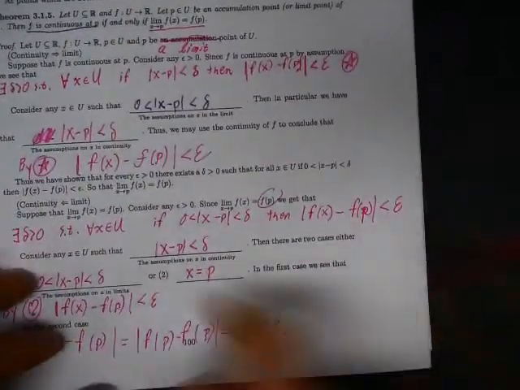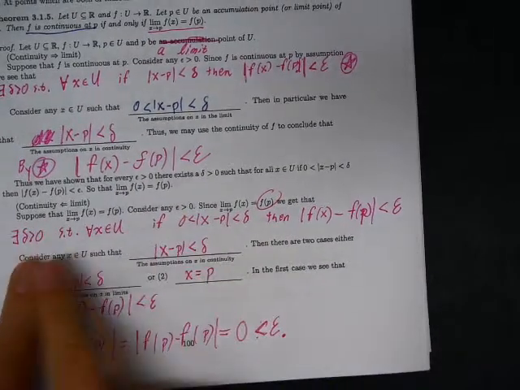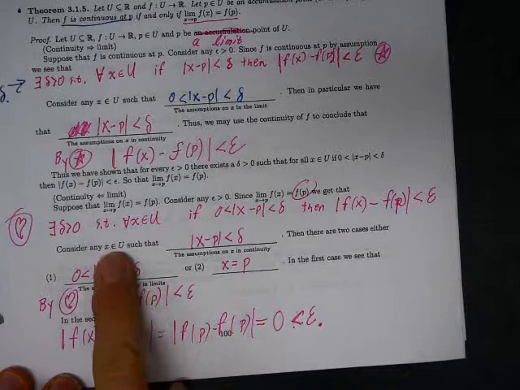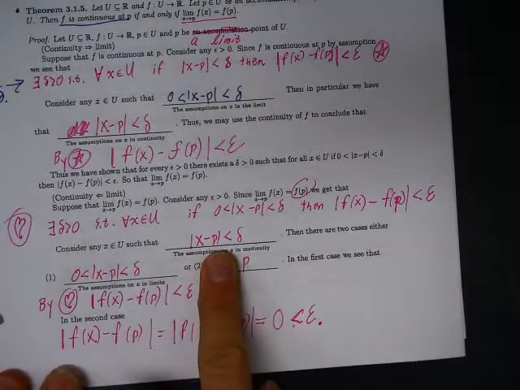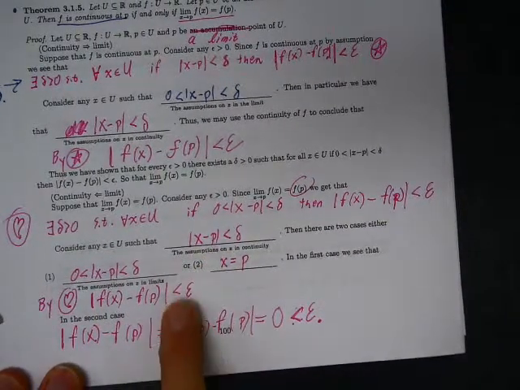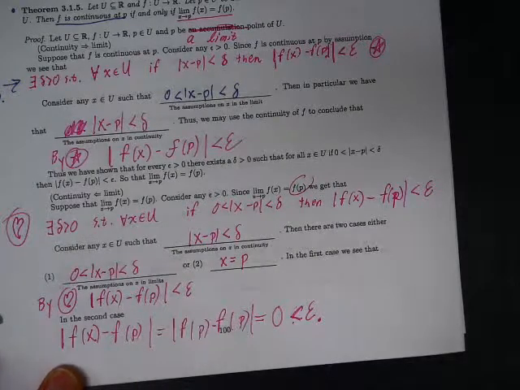Because, all right, what did we do? We considered any epsilon bigger than 0. We came up with a choice of delta. So here's the step where we picked a delta. We considered any x in U and assumed that the absolute value of x minus p is less than delta. And in either of the two cases we ended up with, we concluded that the absolute value of f of x minus f of p is less than epsilon.